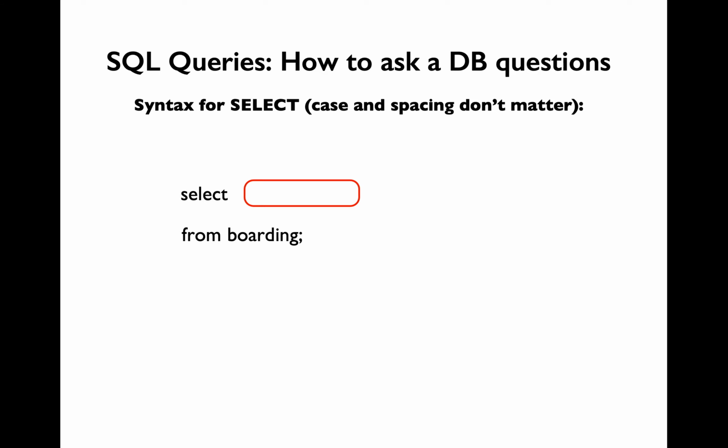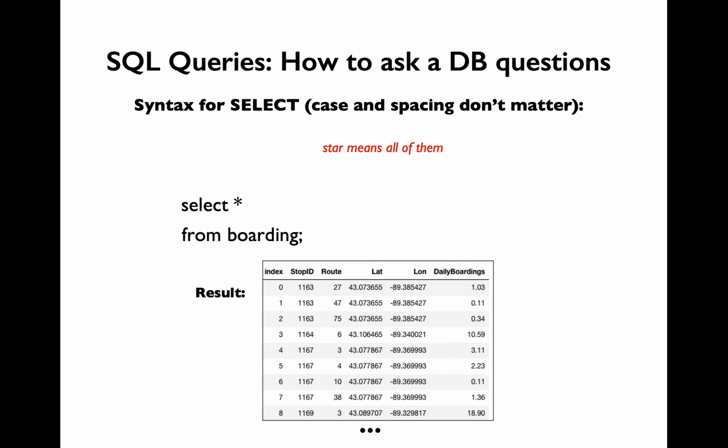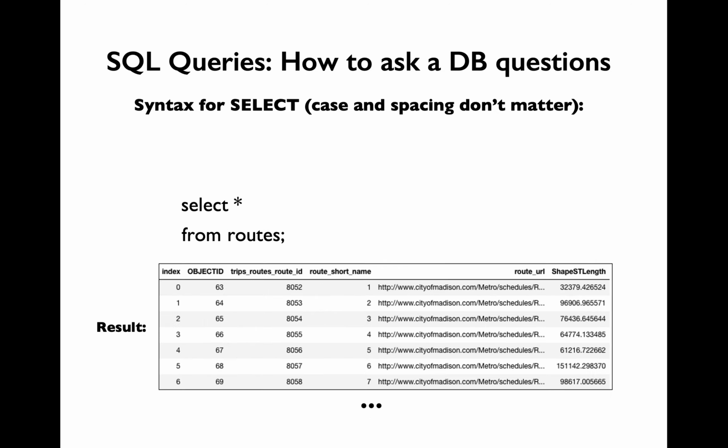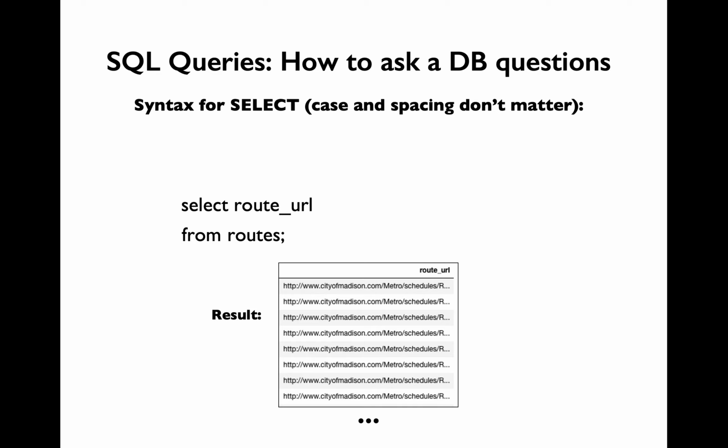After the select keyword, you can either use star to retrieve all the column values, or you can explicitly mention specific columns. An example of a star query on the boarding table would give you all of the column data for the boarding table. Let's say that we are only interested in route and daily boardings columns. Then we can mention that by saying select route, daily boardings from boarding. You're going to have to separate the columns of interest with a comma. Here is another example. You can say select star from routes to get all the column values from the route table. Or if you're interested only in the route URL, you can say select route URL from routes.